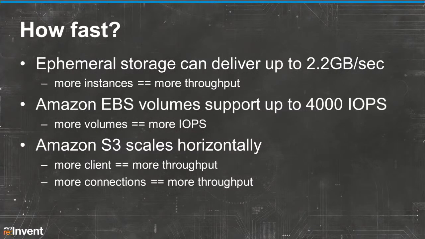The how fast question. So ephemeral storage is always going to deliver more throughput than the EBS storage or the other storage solutions put together because it's directly attached to the instances. On our high storage instances, you can deliver up to 2.2 gigabytes of storage throughput sequential I/O. On EBS, you can deliver a lot more IOPS. And so there's times where you want to use EBS over the ephemeral storage because it's going to deliver more IOPS. And with Amazon S3, it scales horizontally. So if you have hundreds or thousands of clients needing to access data, S3 is going to be able to scale to that without you having to adjust anything in the back end.